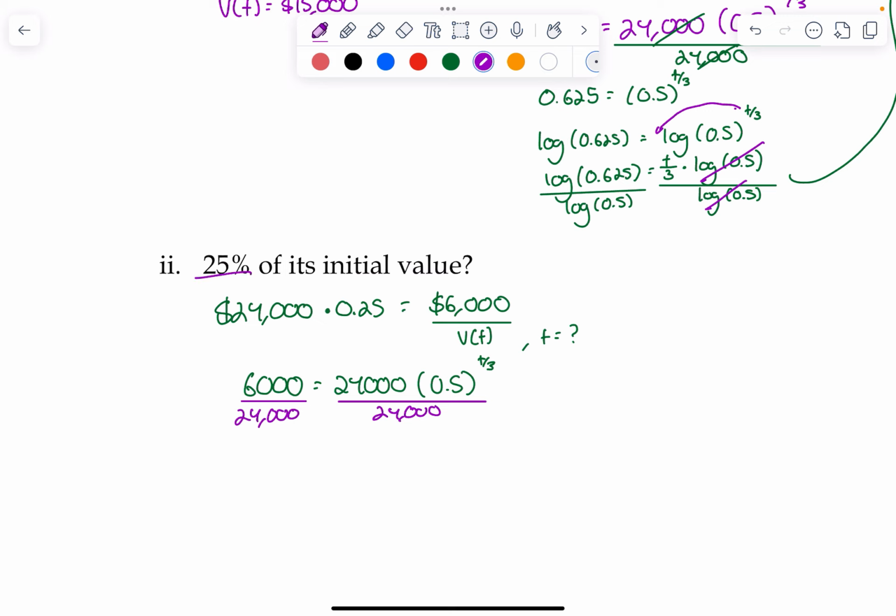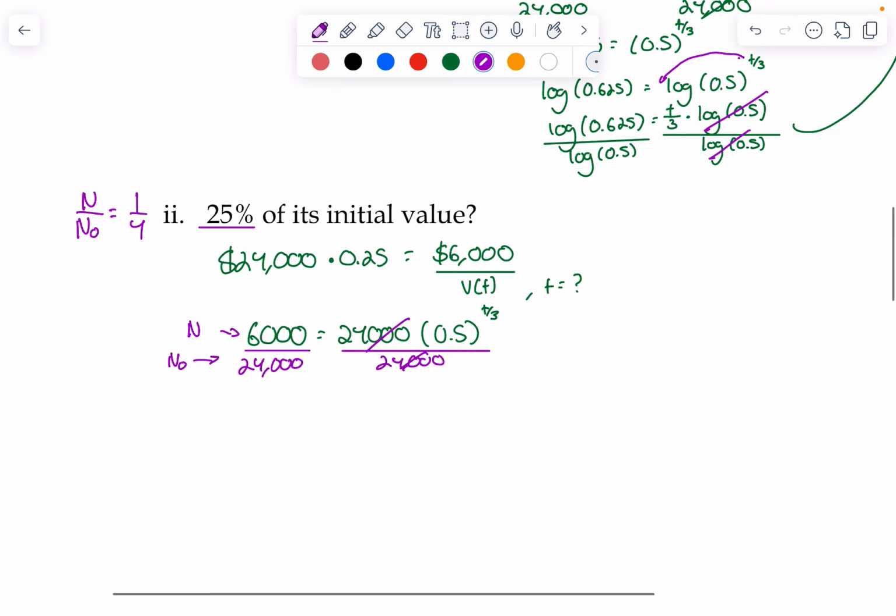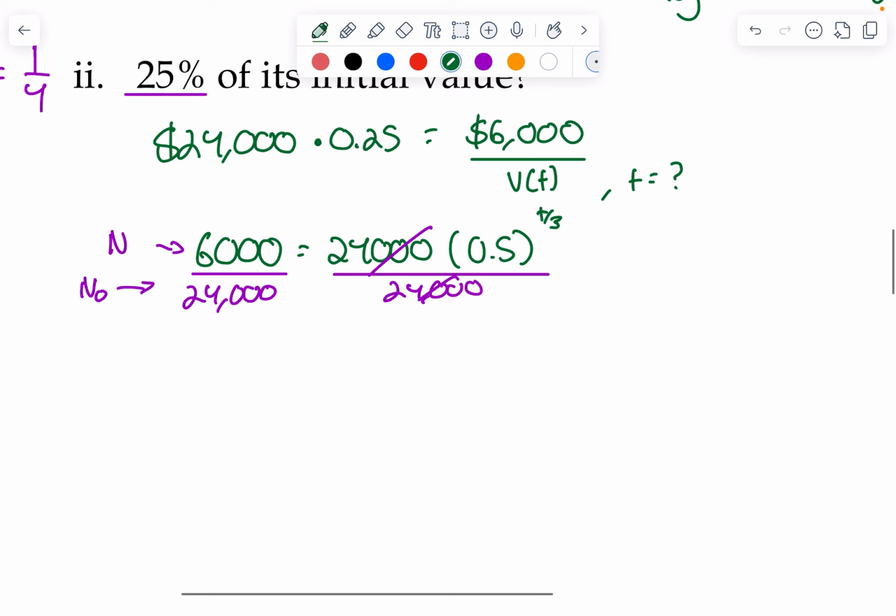So 25% would mean that N divided by N naught is 1/4. That's what 25% is. So this is N, this is N naught. When we do our simplification, we are going to get 1/4, okay?